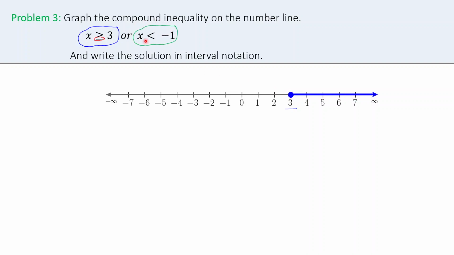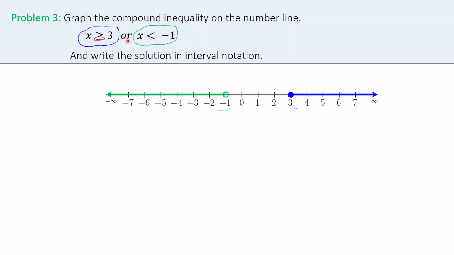Next, draw the graph of this inequality. Go to 91. There is no equal sign, so put an open circle. There is less than, so draw a line all the way to negative infinity.